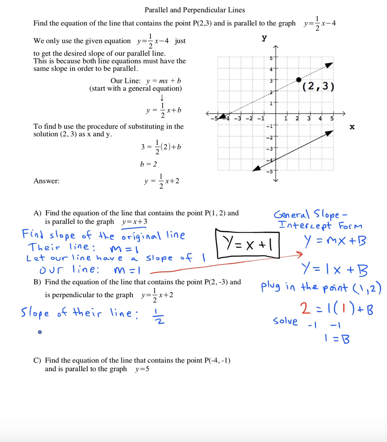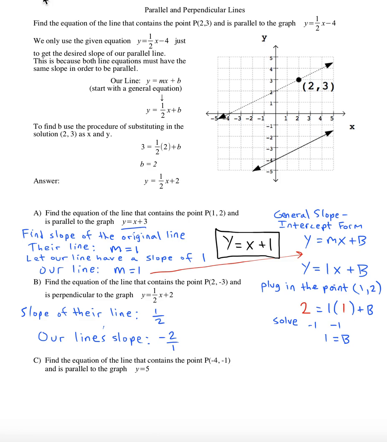Now, since this is perpendicular, our line's slope doesn't have to equal that now. What we need is the negative reciprocal. So if their slope is 1/2, we flip that fraction, and our line needs a slope of 2/1, but then if theirs is positive, we make ours negative.